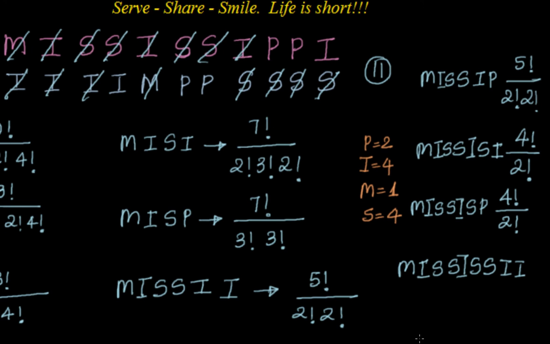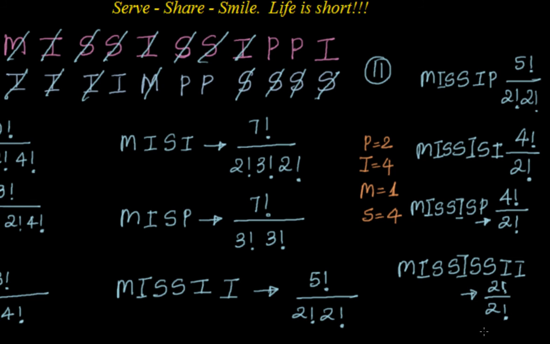MISSI. And for that, how many? We have 4, 7, 9. So out of 11, 9 slots are booked, 2 slots are left out. And if I see the repetitions, there are 4 I's and 4 S's. Everything is covered, but there are no 2 P's. That means P's are repeating. So I'll divide with factorial 2.